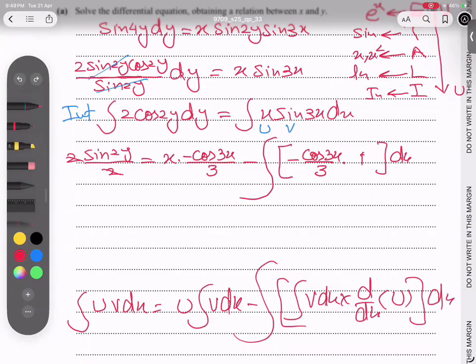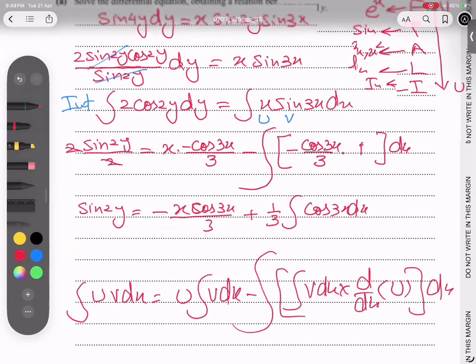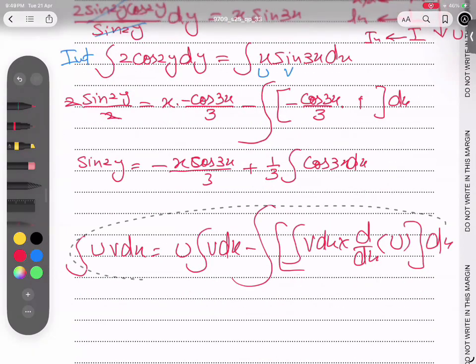Now, we have to continue. How to continue, students? Sin 2y here. Negative, I'm writing before, x cos 3x by 3. And the negative comes out: negative, negative, positive. The 1 over 3 comes out. Inside, I'm getting cos 3x and dx. So this part is clear. I'm erasing the formula.